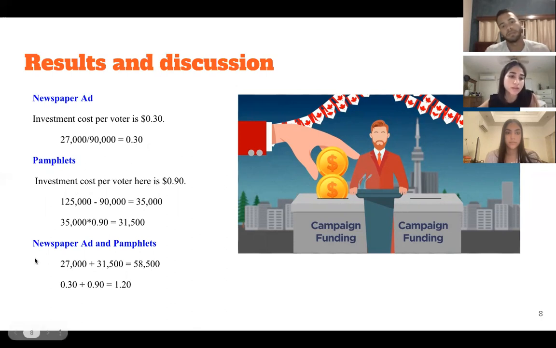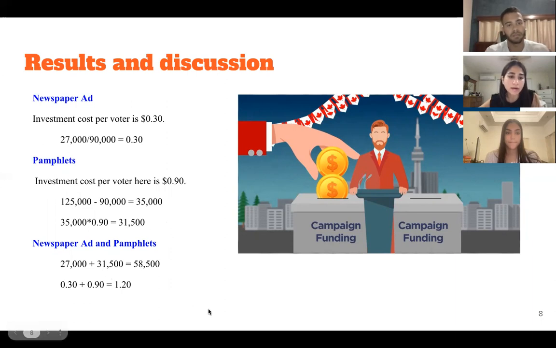The pamphlets, the investment cost per voter here is 90 cents. So 125,000 minus 90,000 is 35,000. And 35,000 times the 90 cents per voter is 31,500. So we see here that it's incredibly efficient in its reach and price.